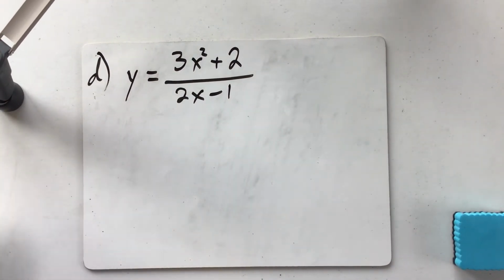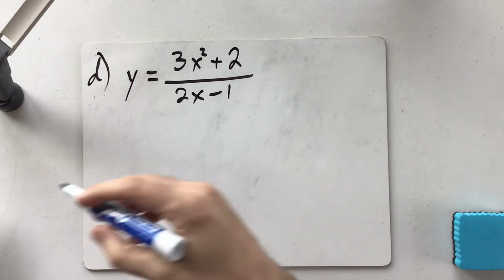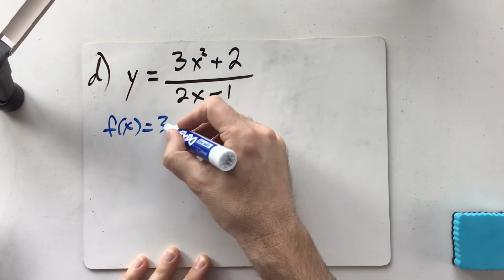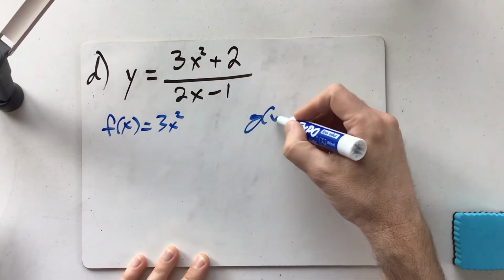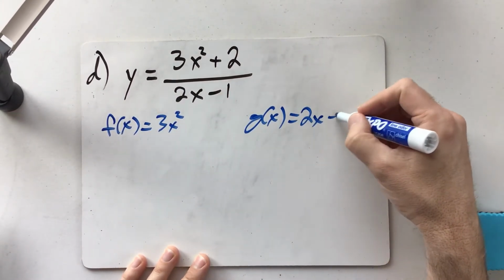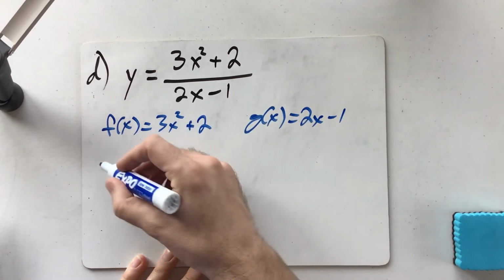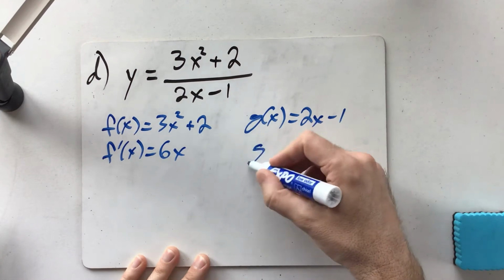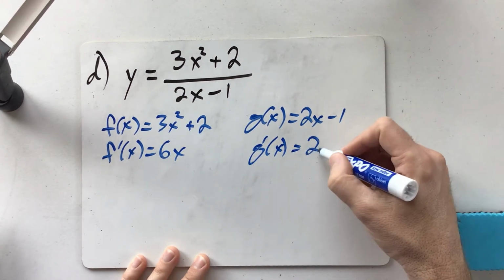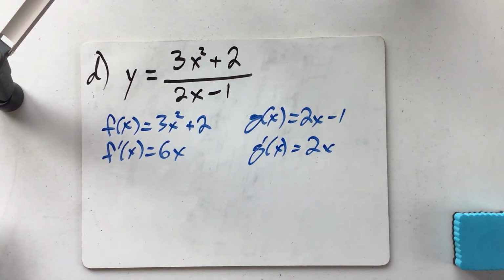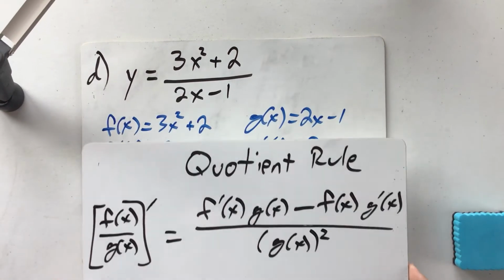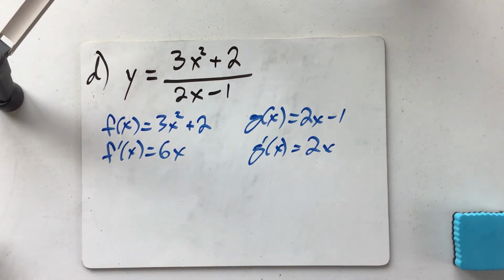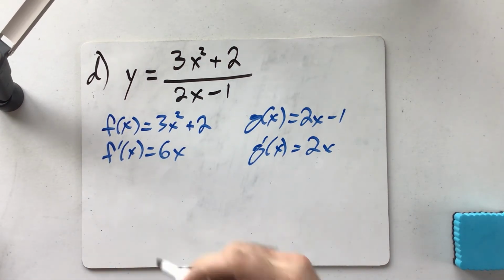So all we really have to do is define the top and the bottom. And so I'm just going to write them out from my formula like I had a second ago. So I'll write f of x equals 3x squared plus 2, and g of x equals 2x minus 1. And then my derivative is 6x, and my derivative here is 2. And so now I just put them all in my formula. I put my f and my g in the appropriate places, and then I'll get the correct answer.